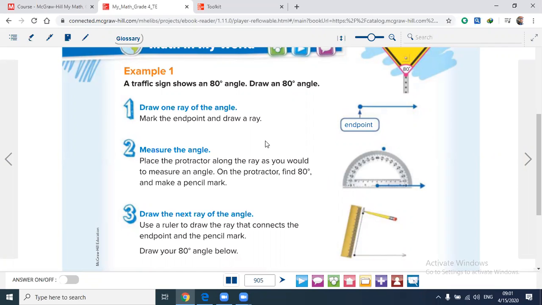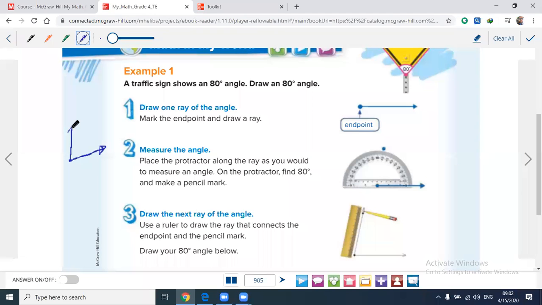As we know, an angle contains two rays with the same end point. We learned an angle consists of two rays. As we see here, we have two rays like this, with the same end point. I will draw another ray. So now I have an angle.